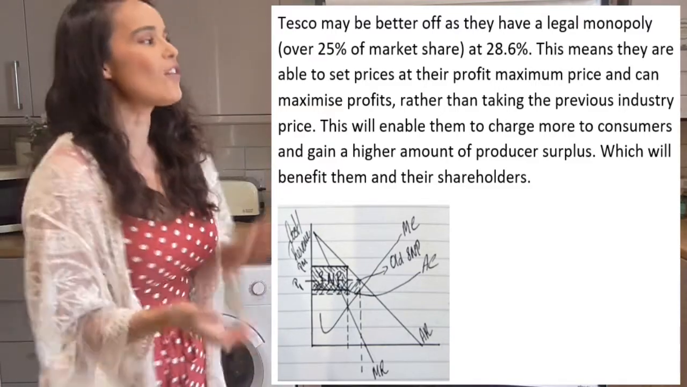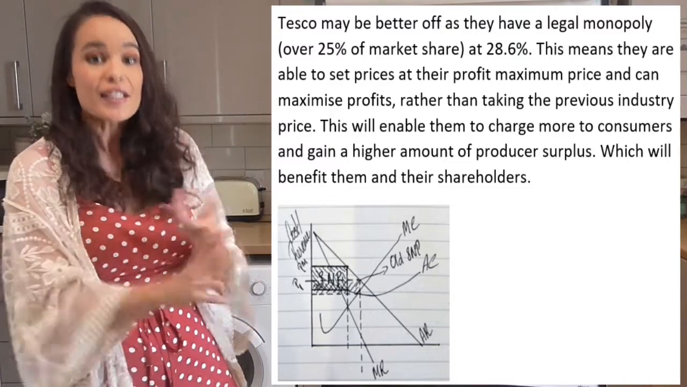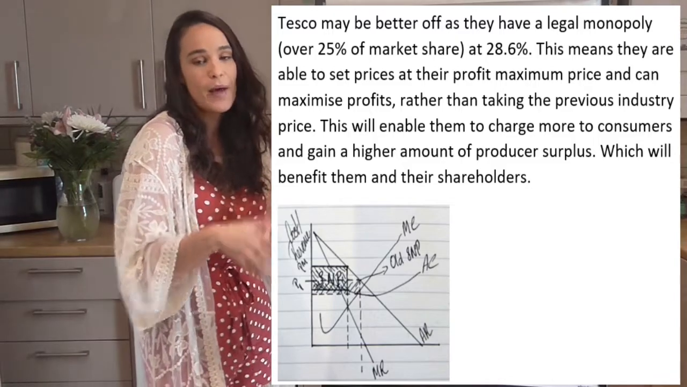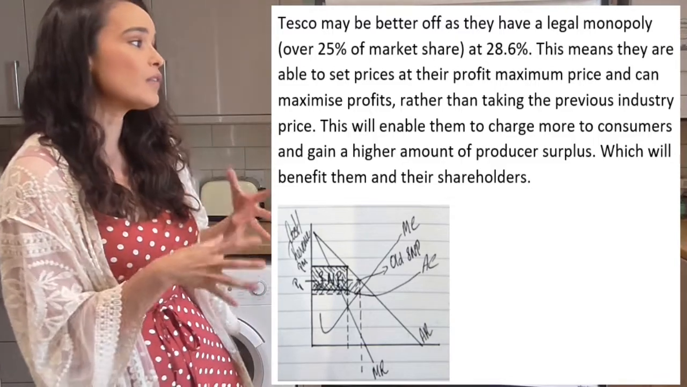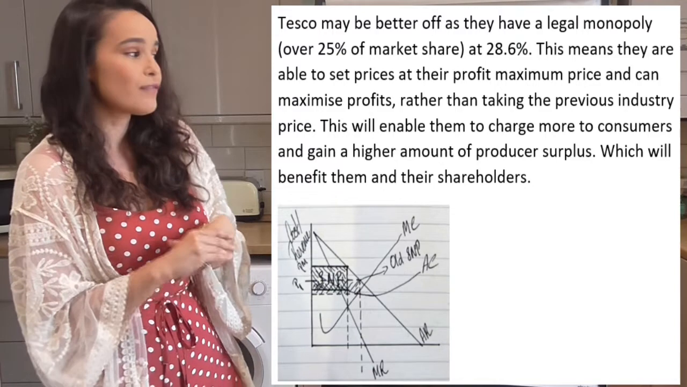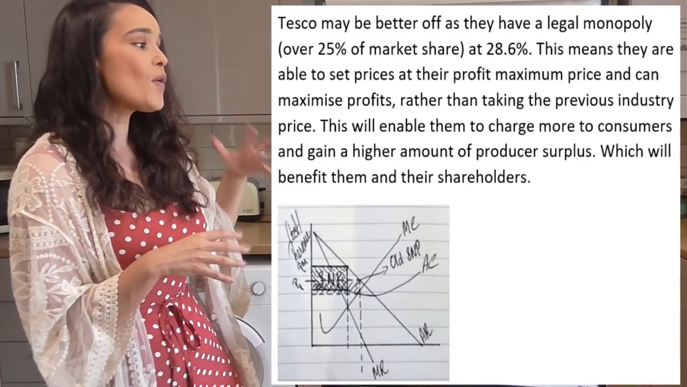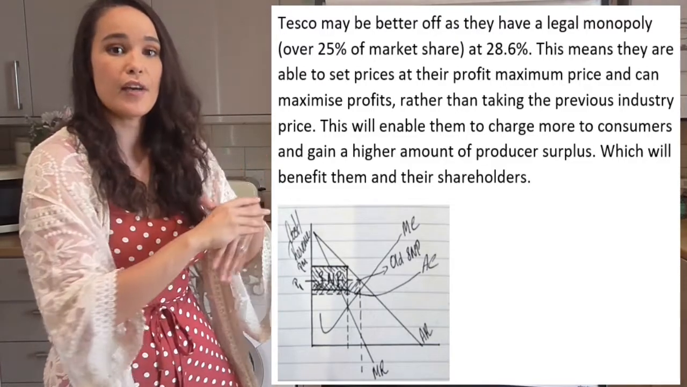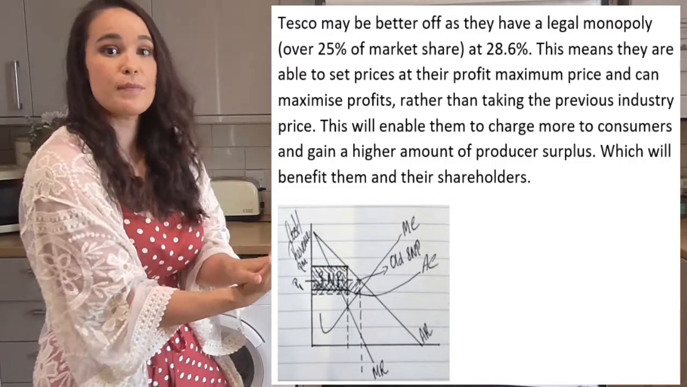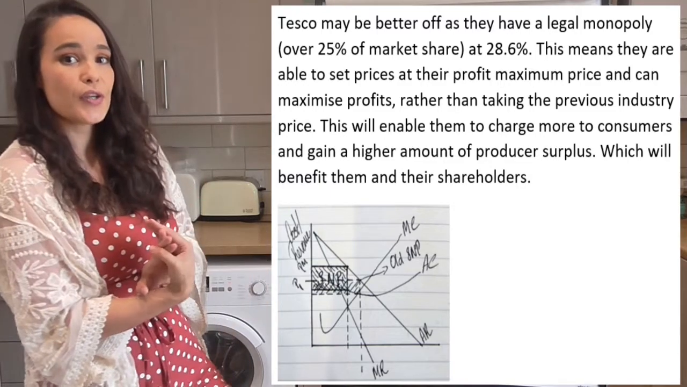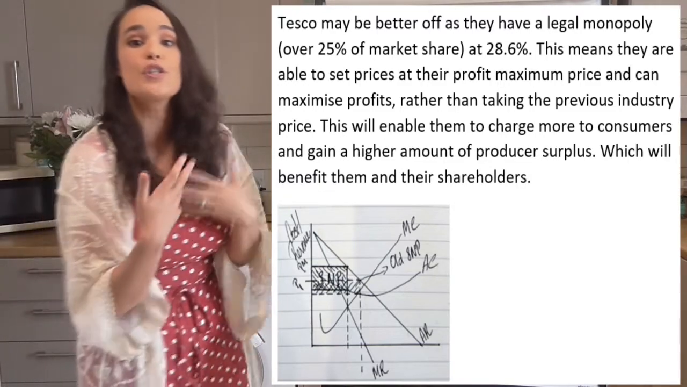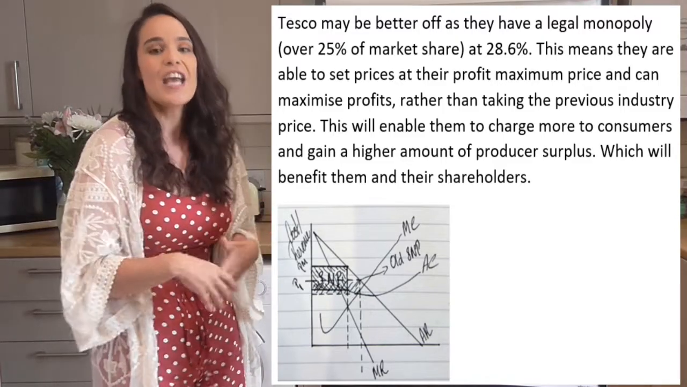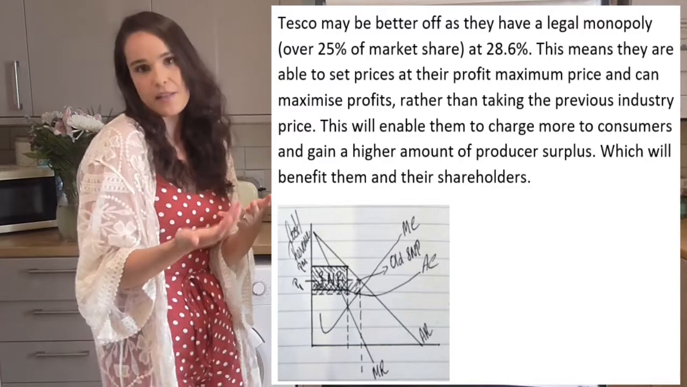So why? Well, we've got lots of accurate knowledge. They've talked about Tesco's being better off to start off with, so they clearly understand that Tesco's is the one with the monopoly power and they're the ones that are better off. They've got clear linked chains of reasoning, and the diagram represents exactly what they're talking about. So they've gone from the industry price and shifted to the profit maximising price, and they're able to do that because they have price setting power. They're able to do that because they're the leader in the market, and they're able to do that because they've got 28% of the market share.